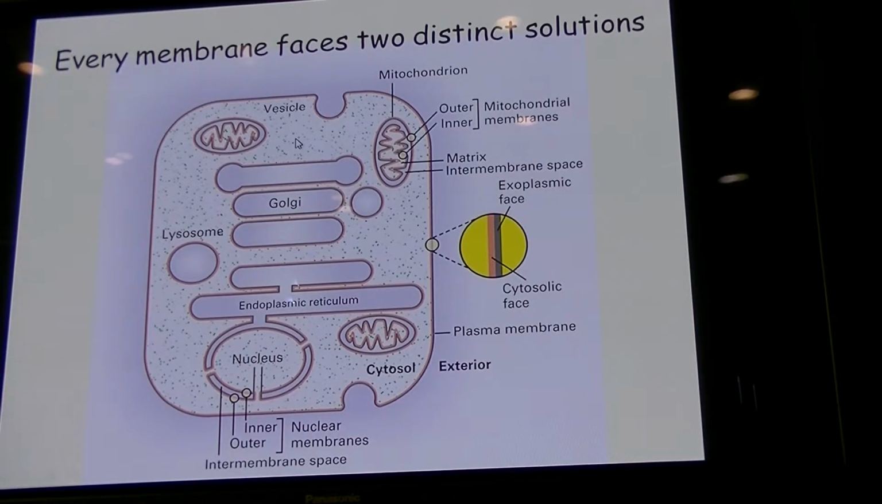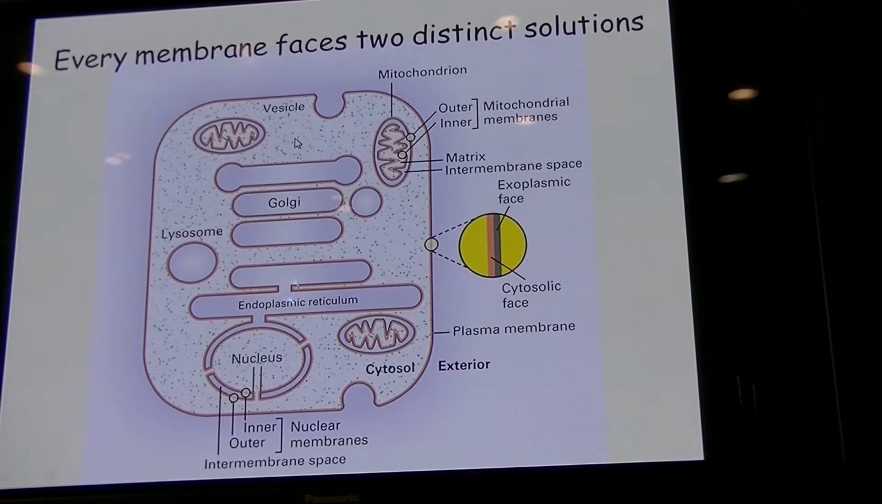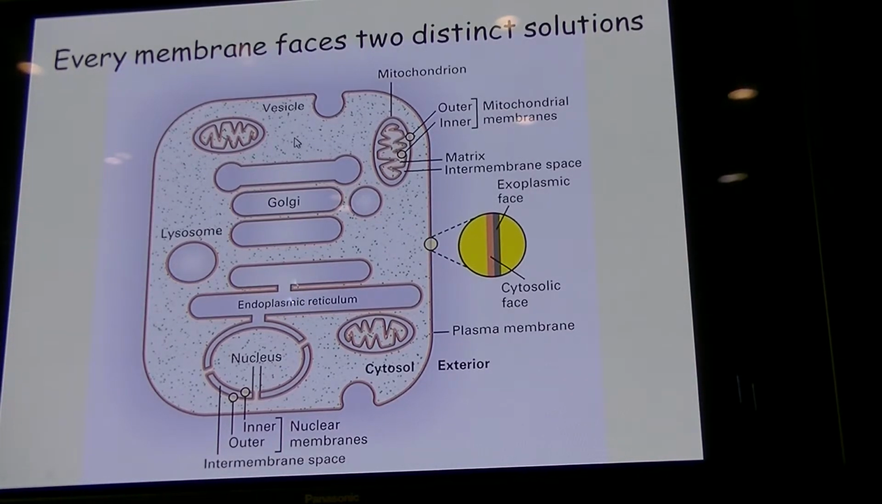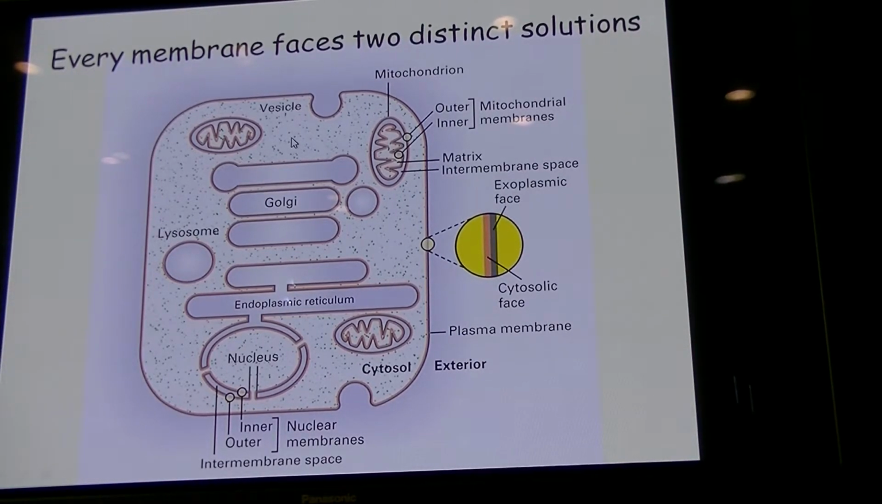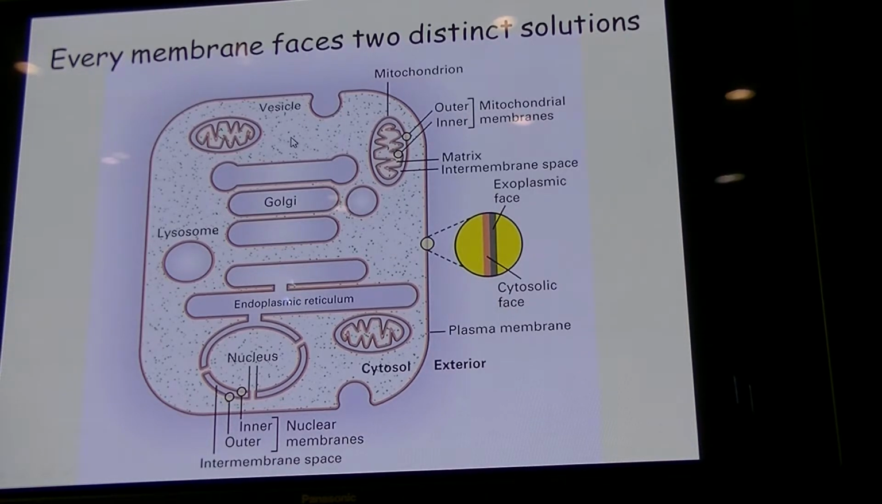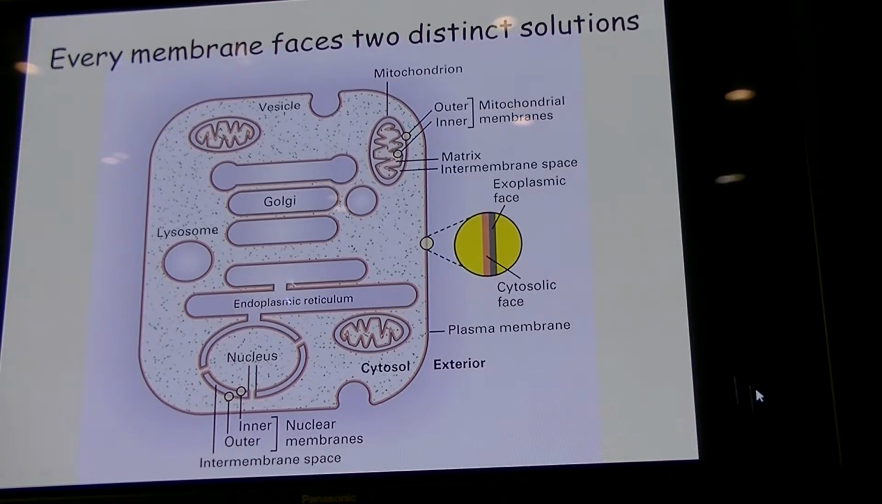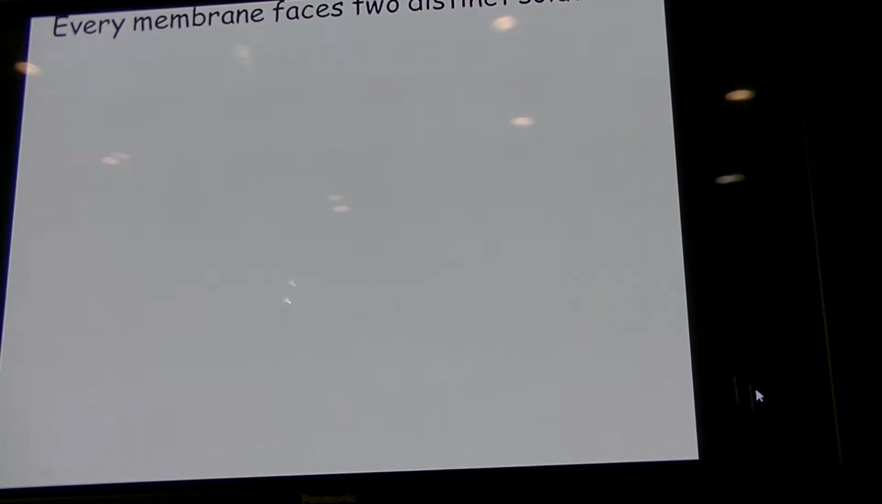This rule is always true. There's only one exception, and this is the outer membrane of gram-negative bacteria. There are two major groups of bacteria. Gram-positive have only one membrane, and gram-negative have two membranes. The gram-negative bacterial outer membrane really faces two outside-like compartments. Nothing faces the cytosol. But this is a rule that's always valid in the eukaryotic cell. There's no exception that I know of. It would rock my world to find the exception.